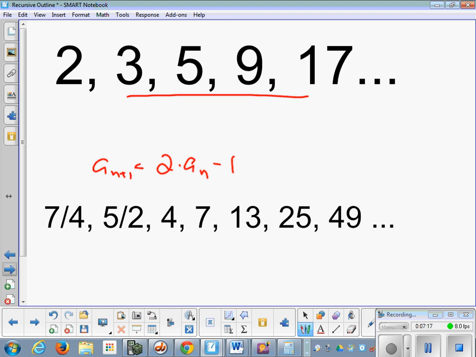But in this sequence, I started at 2. Double it, subtract 1. Double it, subtract 1. Double it, subtract 1. Double it, subtract 1. I get all the way out to 17. This one is exactly the same pattern.